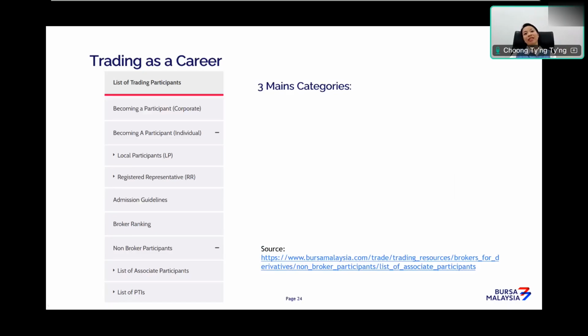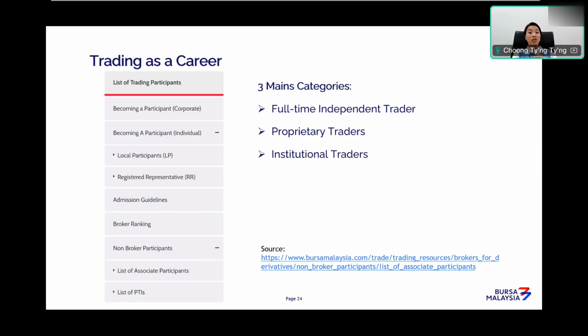Now look at this. If you choose trading as a career, these are the three main categories, which I'm going to cover in detail in the subsequent topic, the last topic of it. But right now, just a quick run through. You have three main categories. One is full-time independent traders. You trade using your own money. The second one is proprietary traders, prop traders. And the third one is institutional traders.